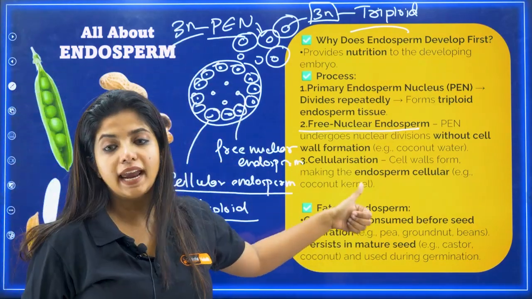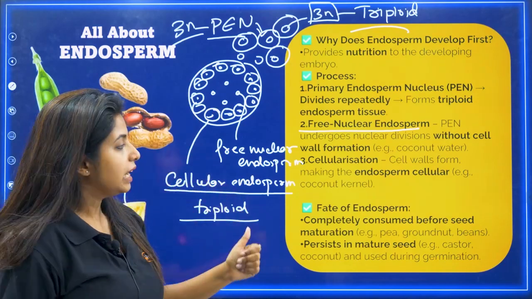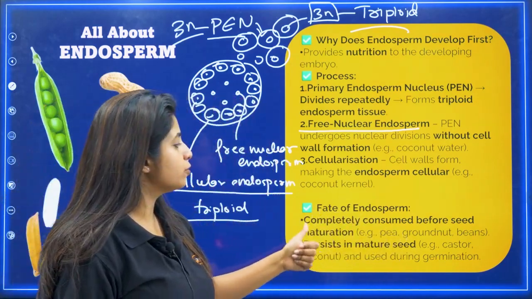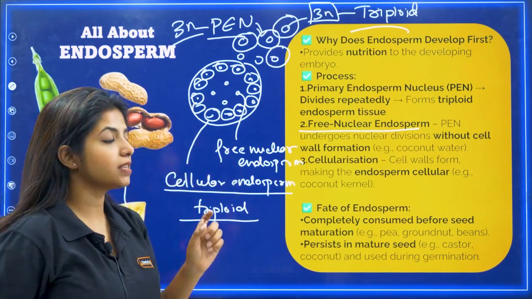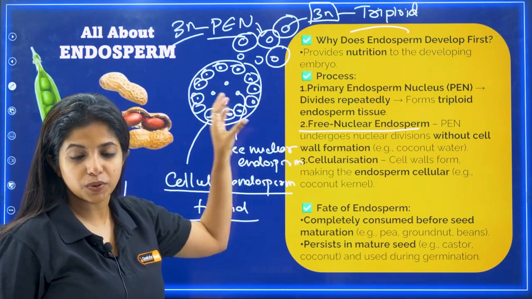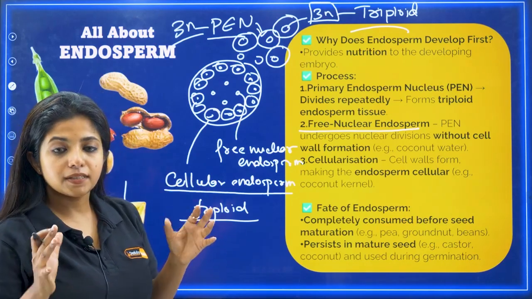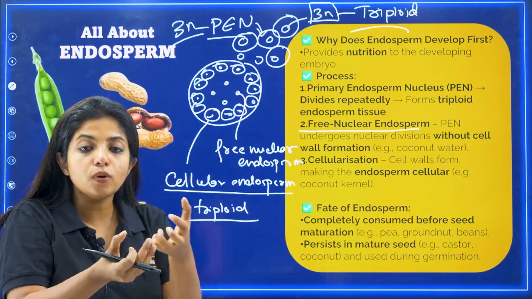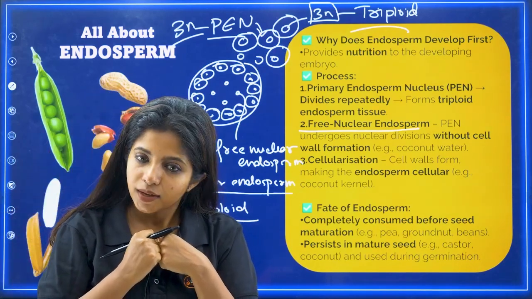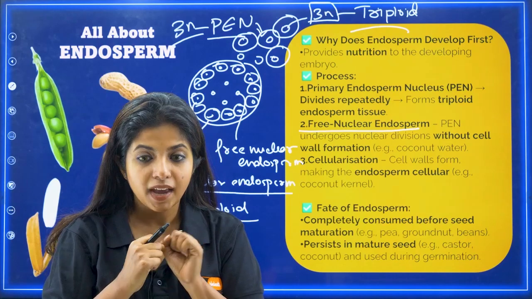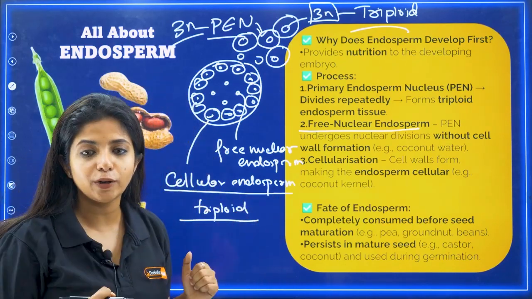Now, the fate of the endosperm. What will happen to this endosperm which is formed over here? It can be completely consumed before seed maturation. What do you mean by that? When the zygote to embryo formation takes place, at this particular point of time, this endosperm might be totally consumed by the growing embryo. And what does the embryo make out of the endosperm?